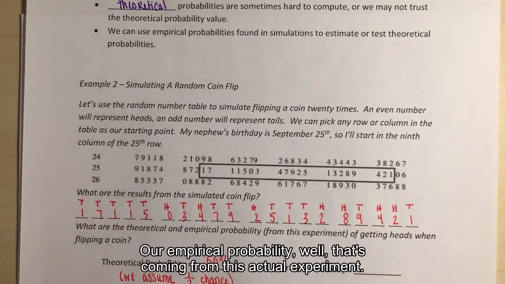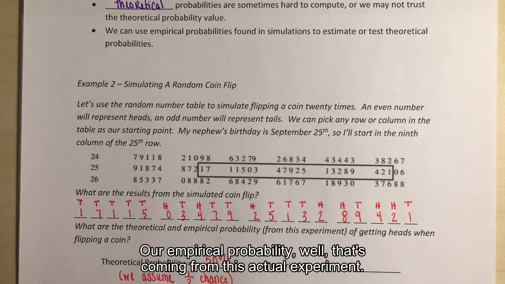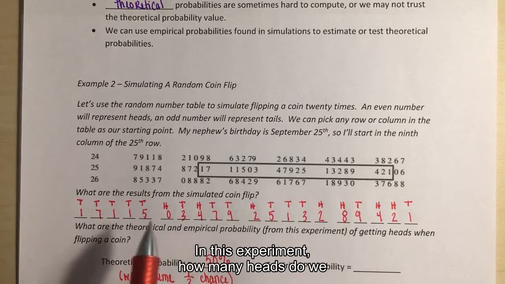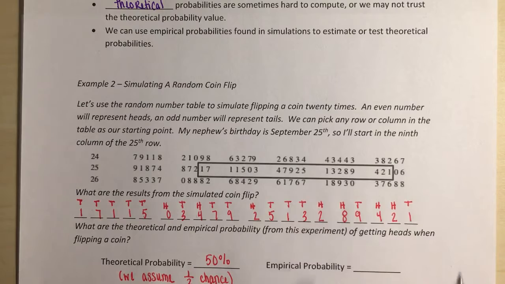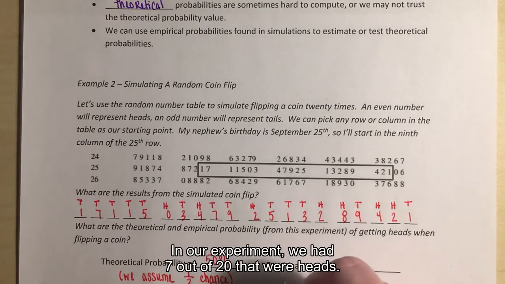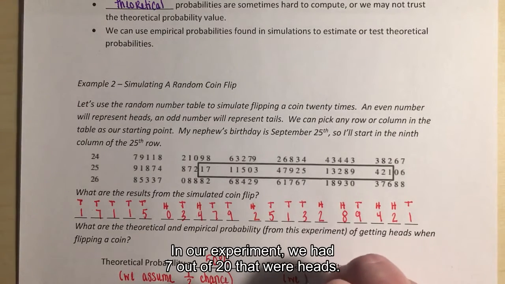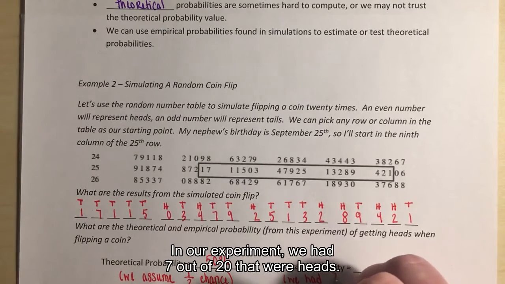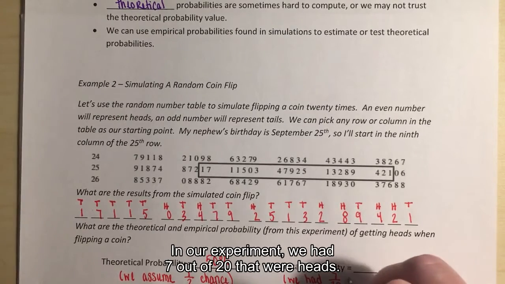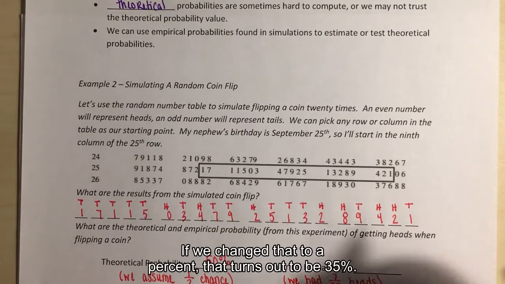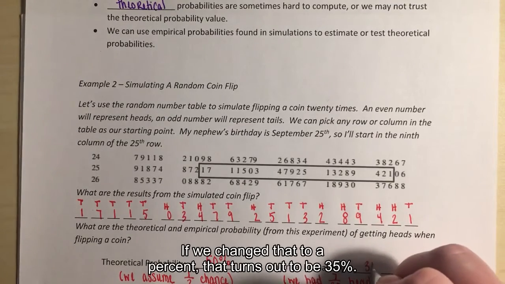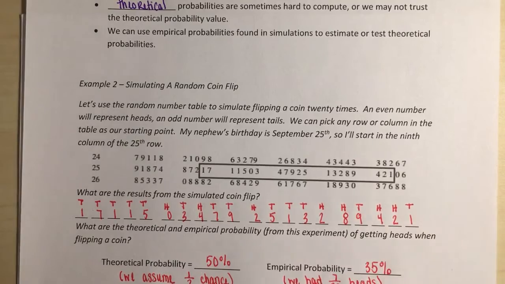Our empirical probability is coming from this actual experiment. In this experiment, how many heads do we have? 1, 2, 3, 4, 5, 6, 7. So in our experiment, we had 7 out of 20 that were heads. If we change that to a percent, that turns out to be 35%.